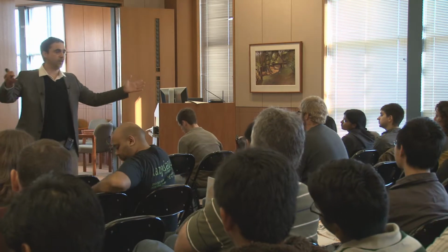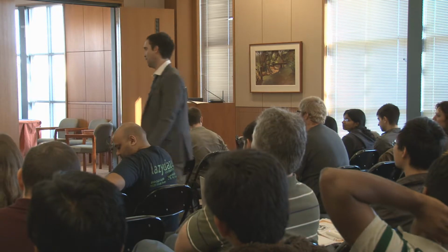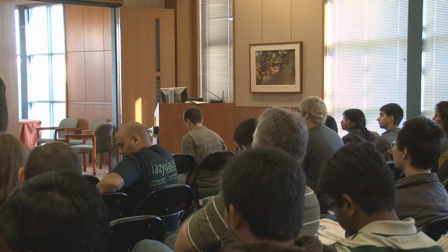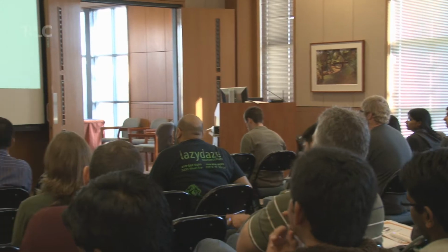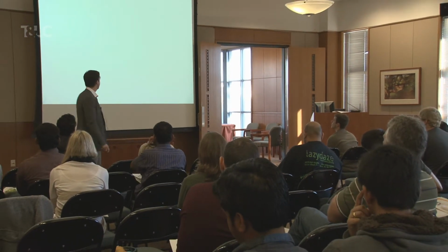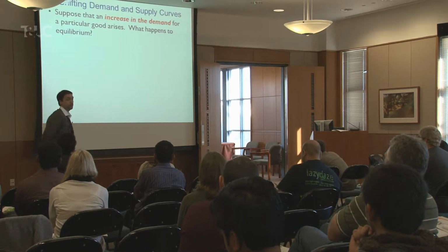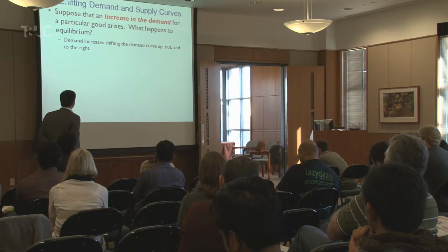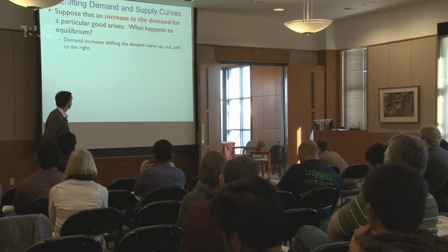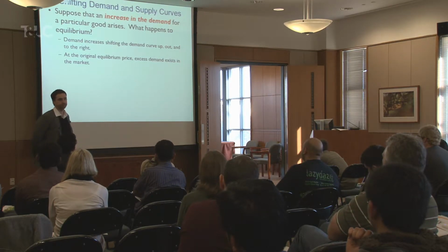So before I started doing any active learning, this was my traditional class in supply and demand, right? I would come to a classroom, welcome all of you. How are you doing? Today we're talking about shifting demand and supply, right? Suppose that an increase in demand for a particular good arises. What happens to equilibrium? Demand increases, shifting the demand curve up, out, and to the right. At the original equilibrium price, excess demand exists in the market. Makes sense.